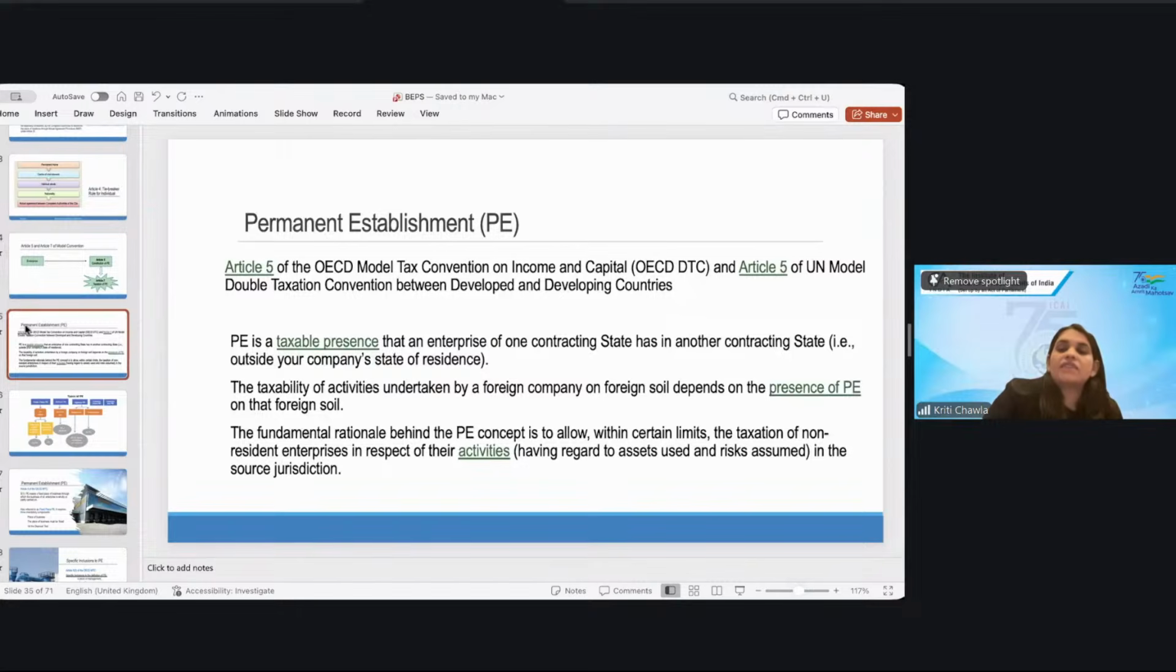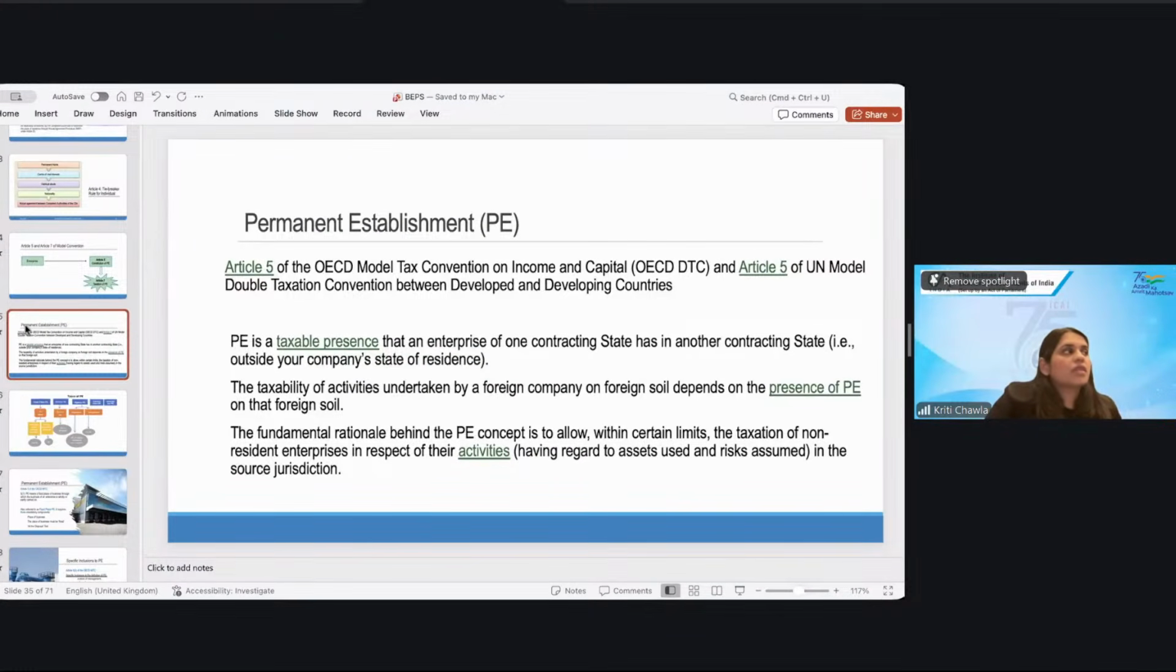Now, Article 5 of the OECD Model Taxation Convention is similar to Article 5 of the UN Model Taxation Convention. There are a few differences that we will be talking about. But the thing is, what is a permanent establishment?